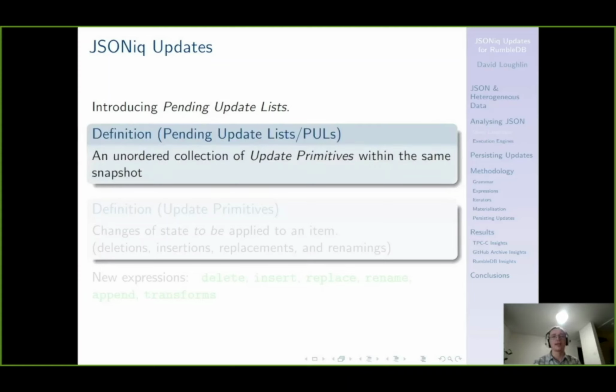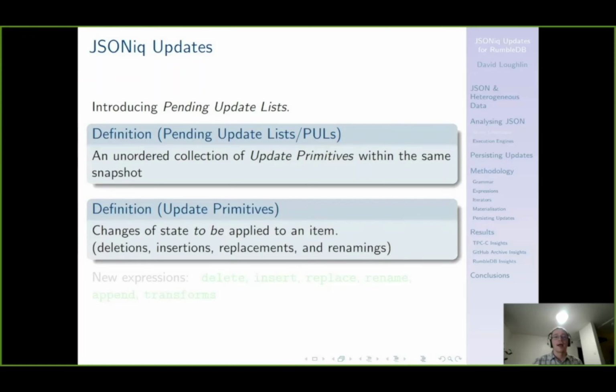These PULs are simply an unordered collection of update primitives, we'll get to that, all generated within the same snapshot and to be applied at the same time. The update primitives, on the other hand, just describe the changes of state that are to be applied to an item, be the changes insertions, deletions, key renamings, or replacements, what have you.